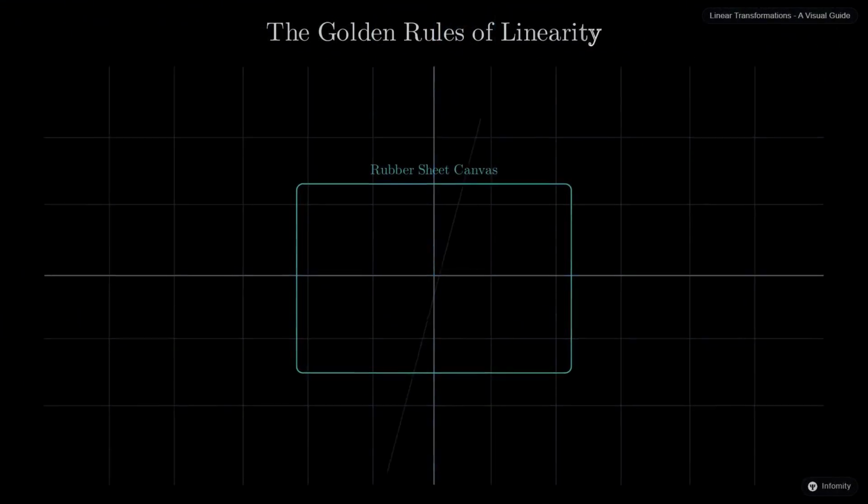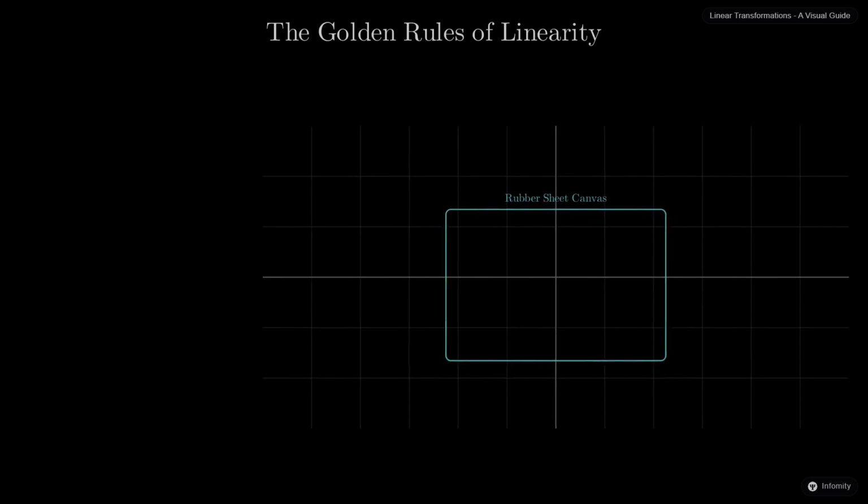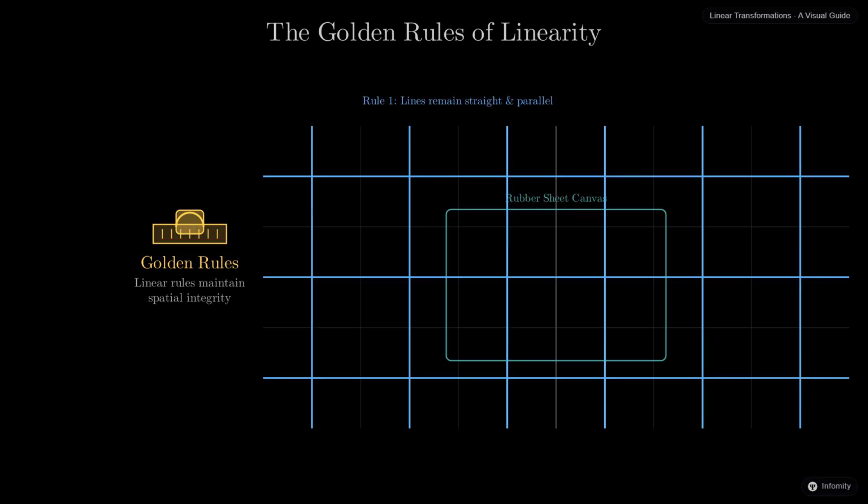But we cannot just warp this sheet any way we please. To keep our mathematical world orderly, we must follow two golden rules. First, all grid lines must remain perfectly straight and parallel. Second, the very center of our grid, the origin, must remain completely fixed in place.